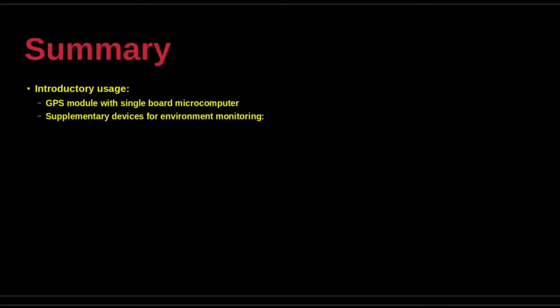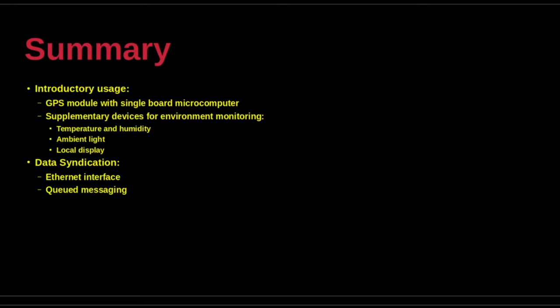This video tutorial was a very simple introduction to using a low-cost but effective GPS module with some additional sensors for environment data. The basic underlying technologies used in the solution were global positioning system, local area network, queued messages for publishing.